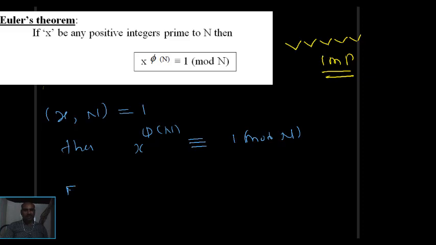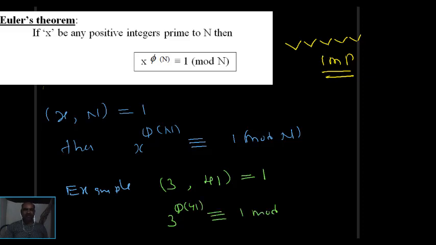Example. See, students, 3 and 41 are coprimes only. So 3 power phi of 41 is congruent to 1 modulo 41. What is 41? 41 is a prime number. So phi of 41 is 40, because 41 is a prime number. So what can I write here? 3 power 40 is congruent to 1 modulo 41.